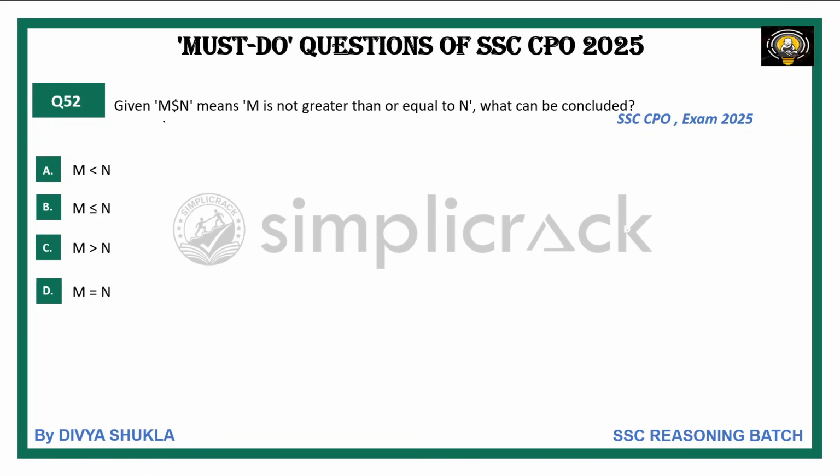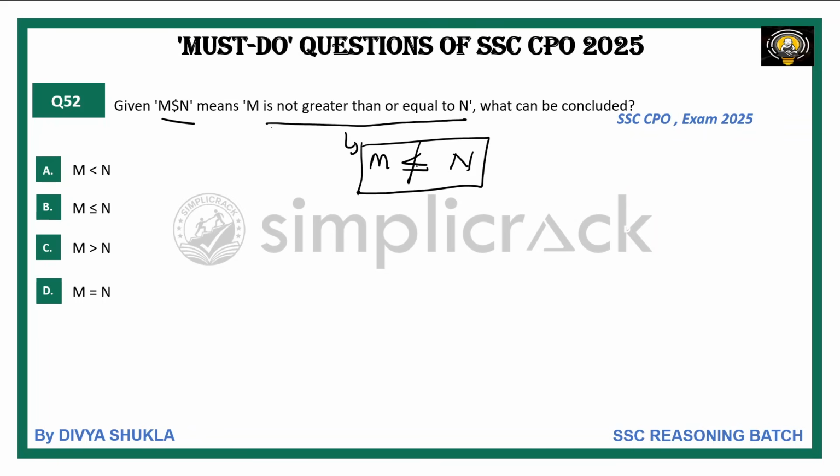Given that m$n means m is not greater than or equal to n, which can be concluded? Understand, if I am saying m is not greater than or equal to, it is talking about this sign. In my inequality classes I have taught you that this means not greater or equal to. There are three symbols involved: greater than, less than, and equals to.